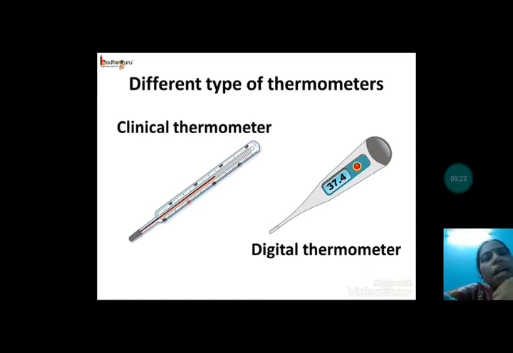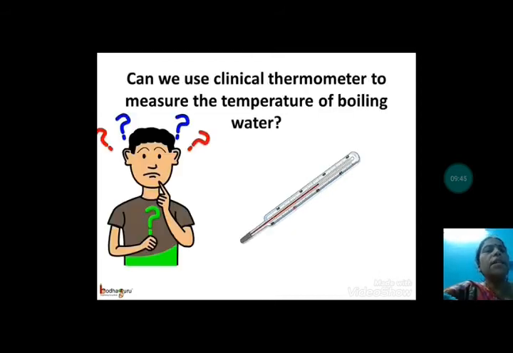As you can see here, there are two types of thermometers shown. One is the clinical thermometer and the other one is your digital thermometer. The digital thermometer is easy to use. When we put it in our mouth and turn it on, then we can see the reading of whatever temperature has been reached. It will stop after that.